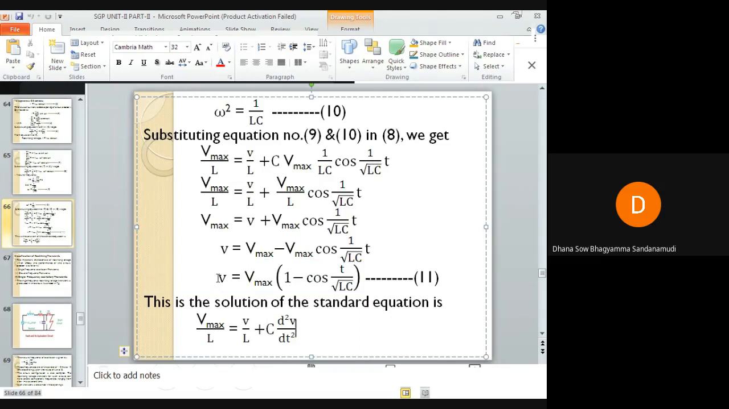We are going to solve some problems. In the problems they will ask to determine the restriking voltage for the given data, so you must know these expressions. What is the formula for restriking voltage? That is v equal to V max into 1 minus cos t by root LC.